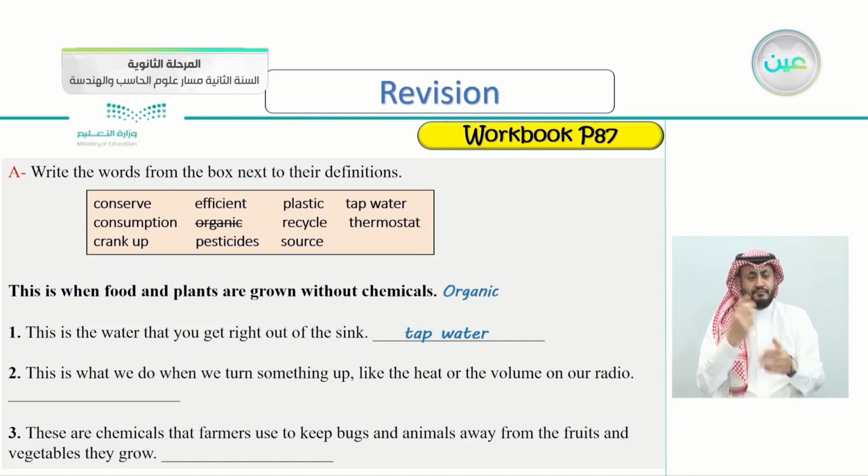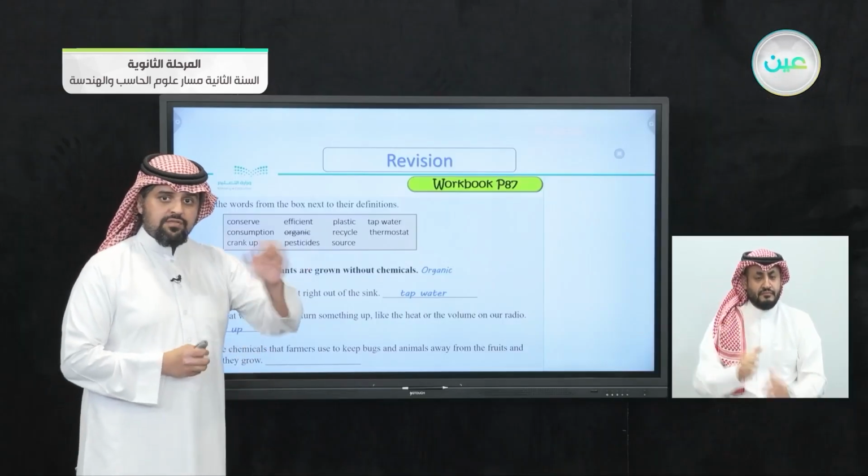Number two, this is what we do when we turn something up, like the heat of the air conditioner or the volume of the television or the radio. So what do we call it? Let's check the answer together. To crank up. When someone says crank up the volume, it means to turn the volume up on the television or the radio.